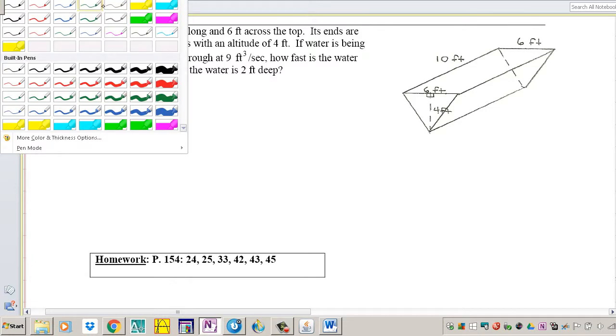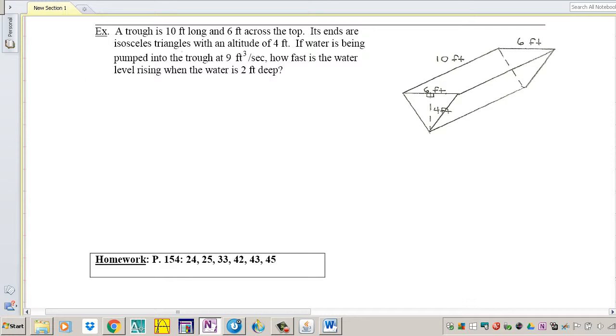So let's go ahead and label what we do know. We know that water is being pumped into the tank at a rate of 9 cubic feet per second. So dV/dt is 9 cubic feet per second. And we're also interested in finding how fast the water level is rising when the water level is 2 feet deep. So we can say height is 2 feet. What we need to know is dh/dt, because that is the water level rising, and we want to find the rate that it's rising.